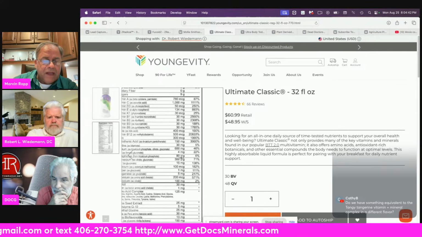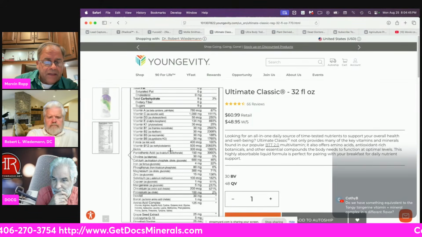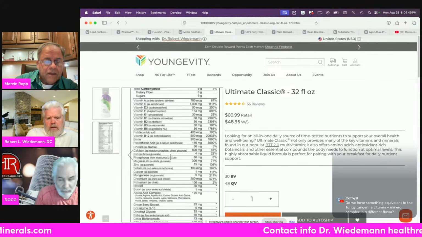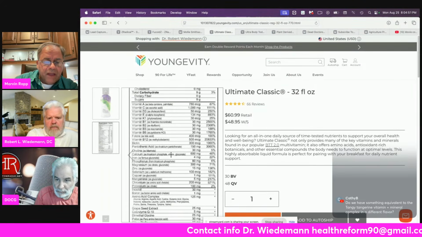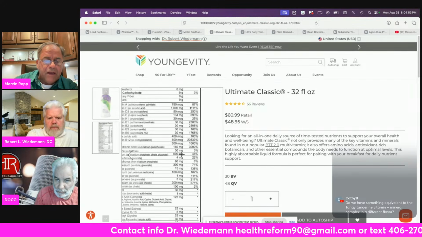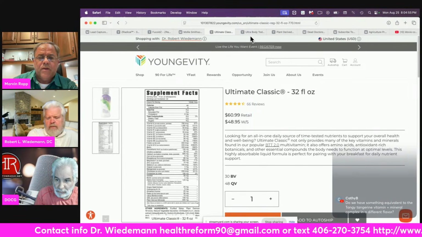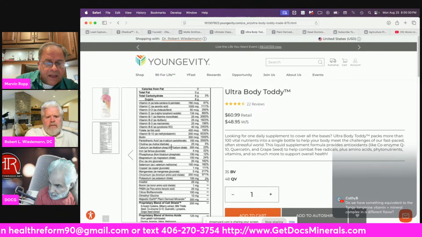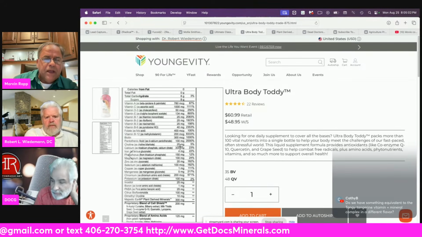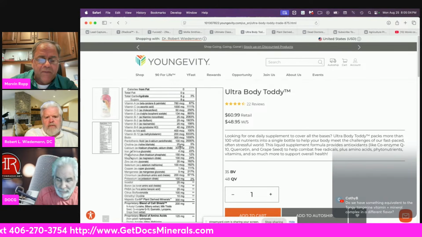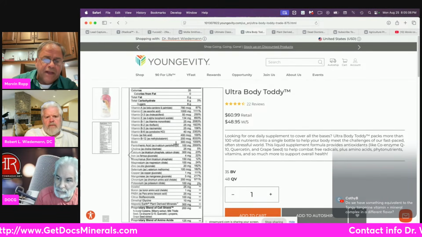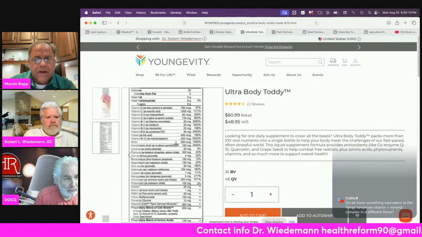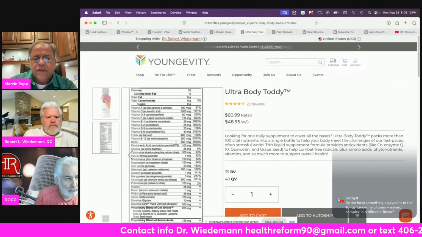And also you've got calcium. Let's see, where's my calcium at? And magnesium. Calcium. It's 600 milligrams of calcium in the Ultimate Classic, where the Ultra Body Toddy, let's see what it has for calcium. It has 300 milligrams. So you can compare the labels between the two of them, and it almost looks like the Ultra Body Toddy is not quite as much quantity of ingredients as the Ultimate Classic. But my point is this: play around with it.